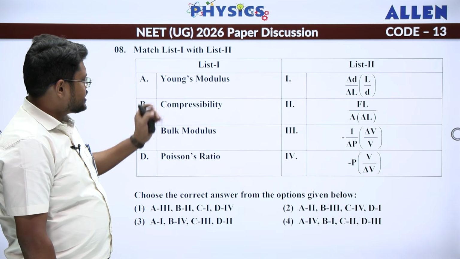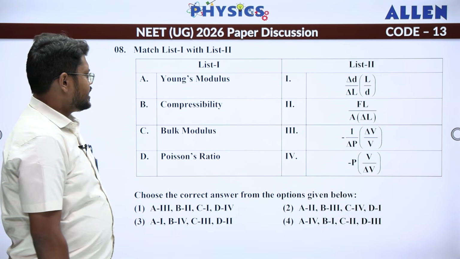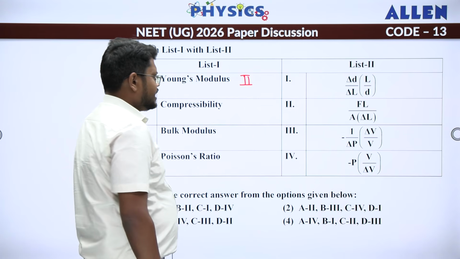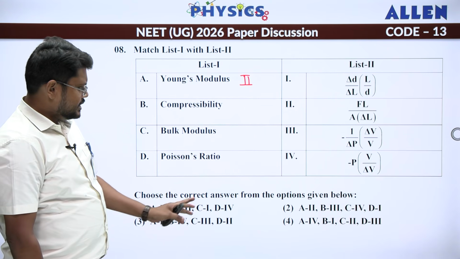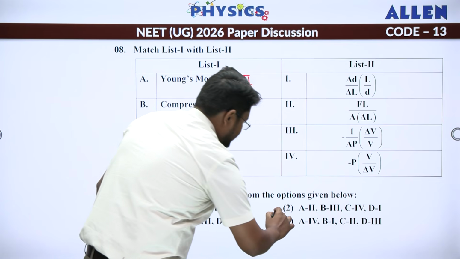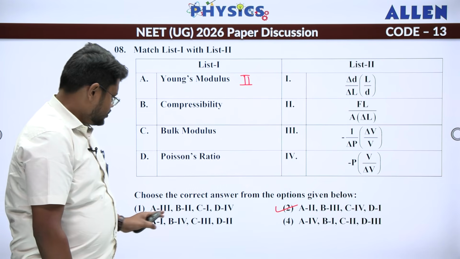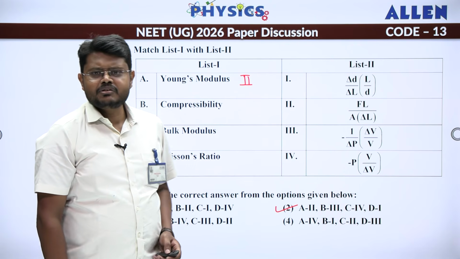In this question, the best part, you don't have to go through all the options. Young's modulus is FL divided by A times delta L, and there is only one option with the second option. So, for this also the correct answer is second option. A 2, and there is no other option with A matching with 2.